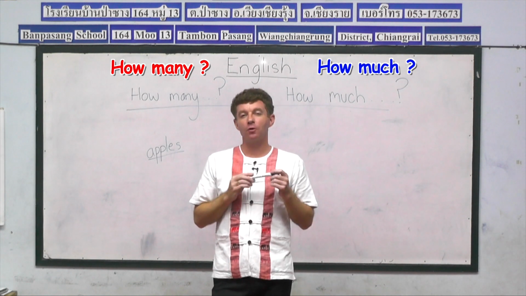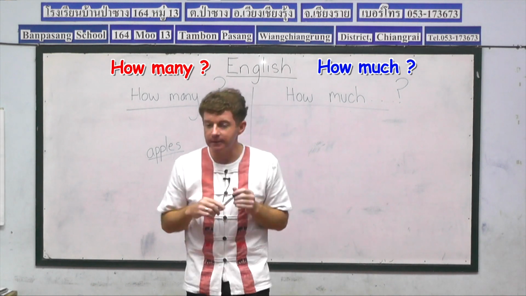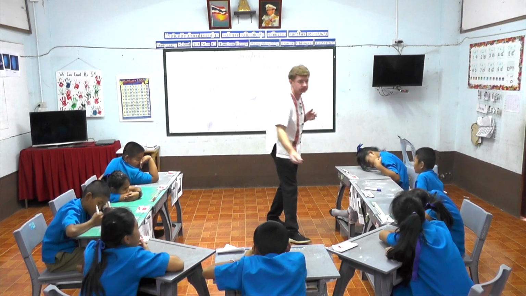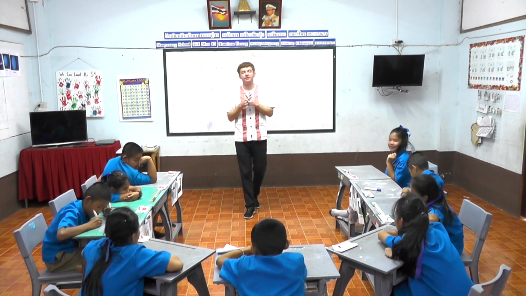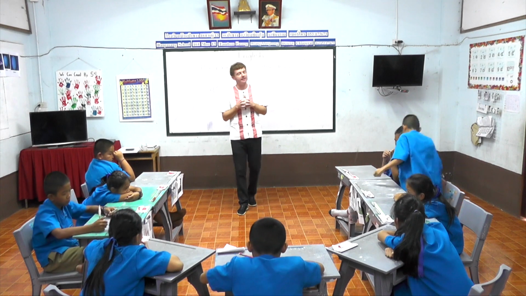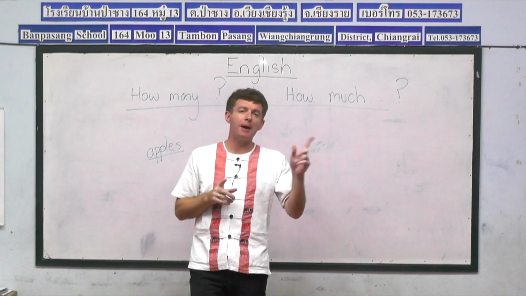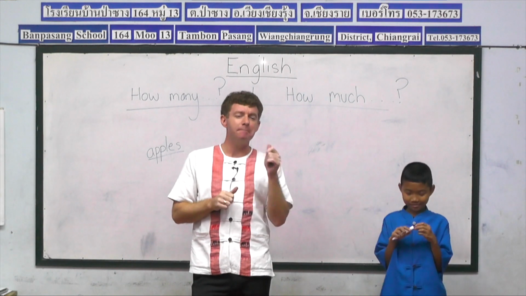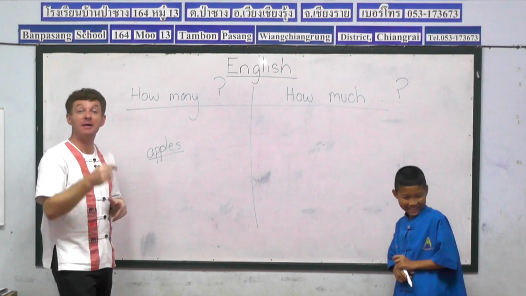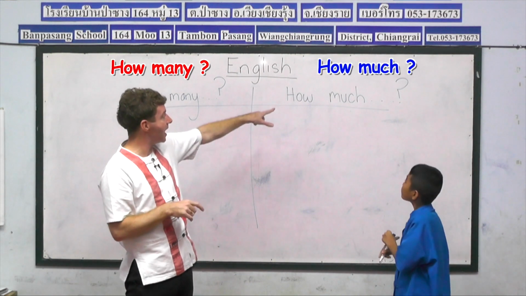But now let's have a look at the other situation for uncountable nouns. So let's see who has the pen next. Okay, so now the pen is with Pangpon. So Pangpon, come and join me at the front of class. Now how about if I ask Pangpon about milk? Can we say, how many milk? Milk is an uncountable noun, so we have to use how much.